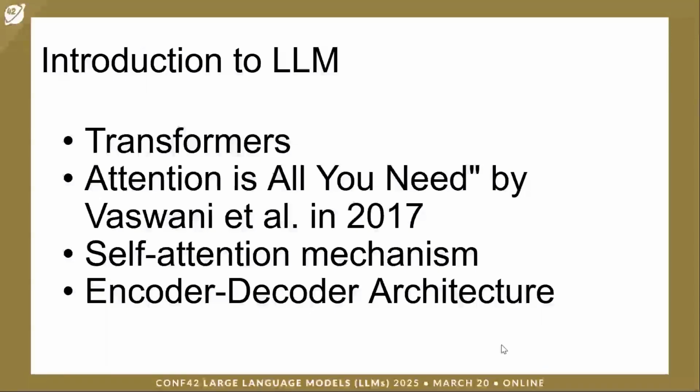The base of these models are transformers. Transformers are a type of neural network architecture used in natural language processing tasks like machine translation, text summarization, and text generation. They were introduced in the paper "Attention Is All You Need" in 2017. The key innovation of transformers is the self-attention mechanism, which allows the models to weigh the importance of different words in a sentence when making predictions.